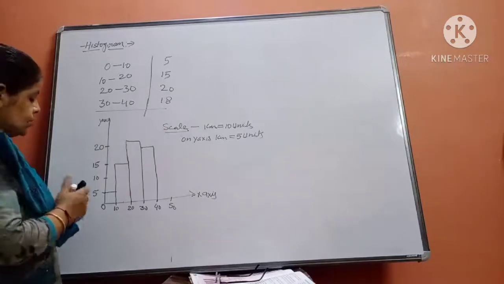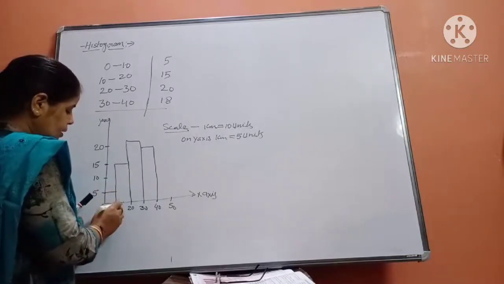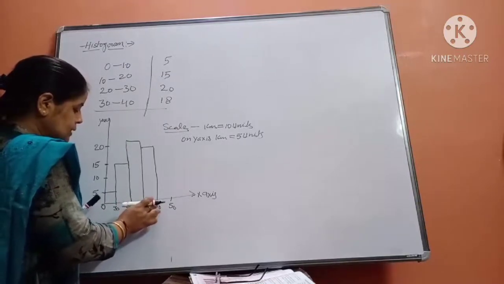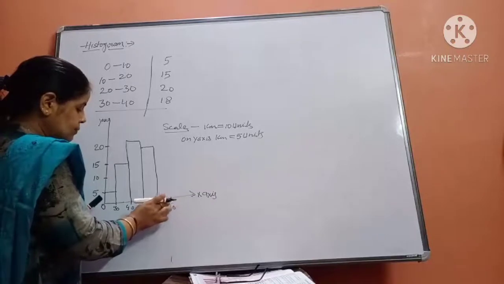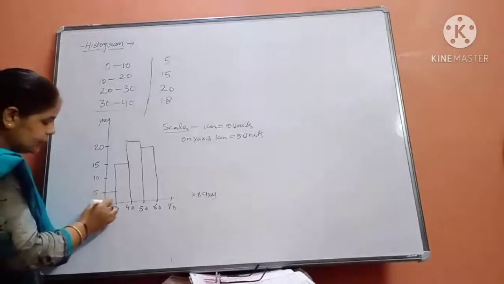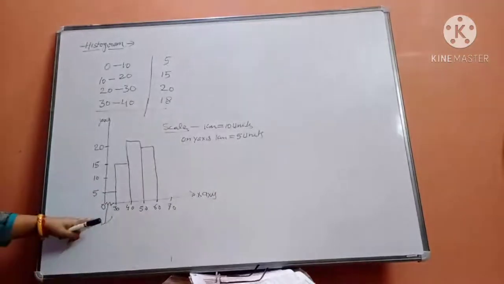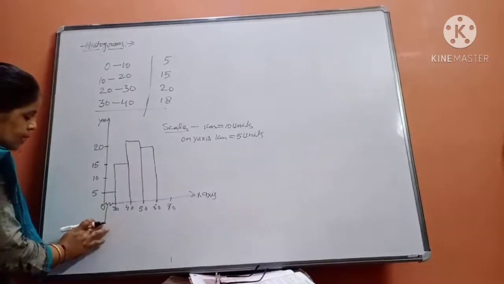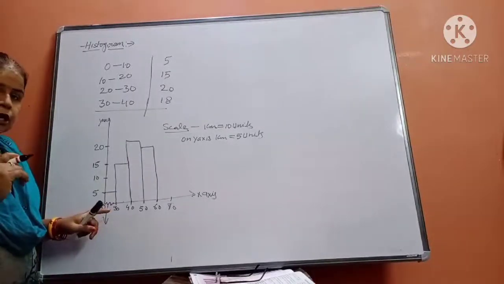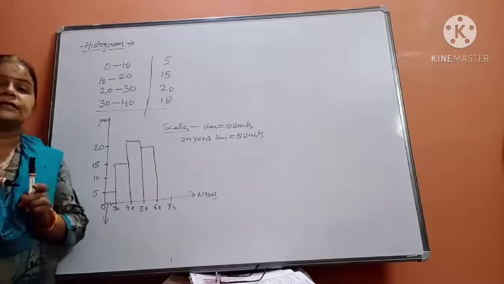Sometimes it is not necessary that 0 to 10 is given there. Your frequency can start from 30, then 40, 50, 60 or 70. So in that case we make a zigzag line here. This graph will have the numbers between 0 and 30 also, but we are not representing them here. That's why we are making this zigzag line here.